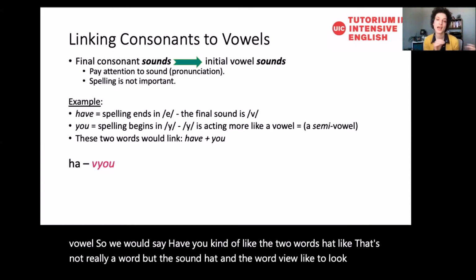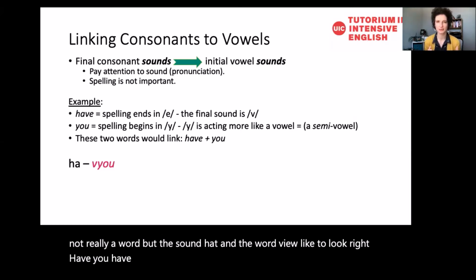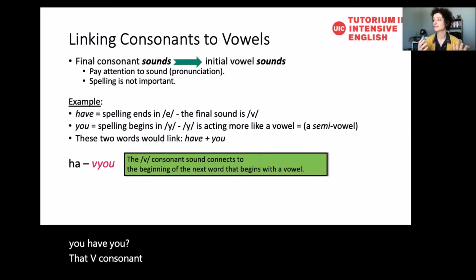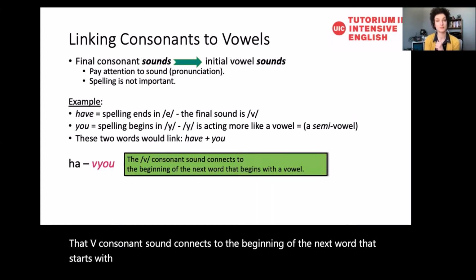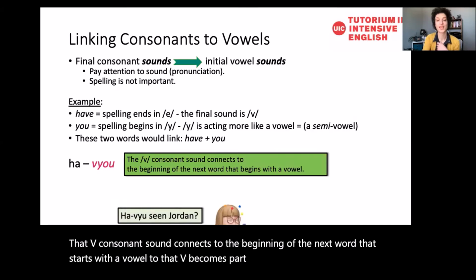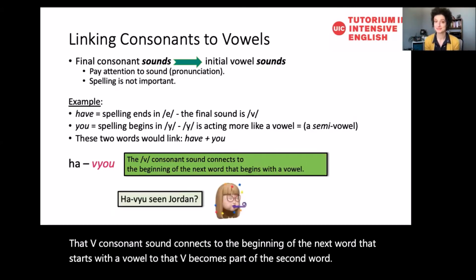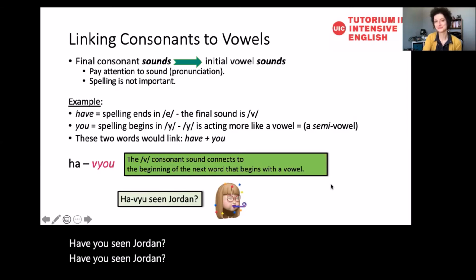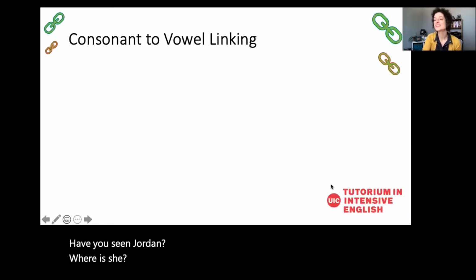Have you, have you. So you could say that a couple times. Have you, have you. That V consonant sound connects to the beginning of the next word that starts with the vowel. So that V becomes part of the second word. Have you seen Jordan? Have you seen Jordan? Where is she?